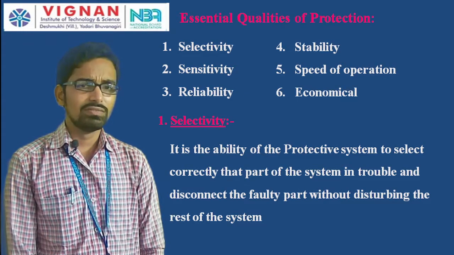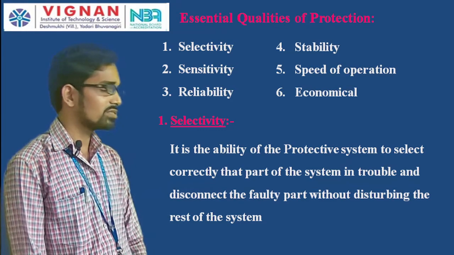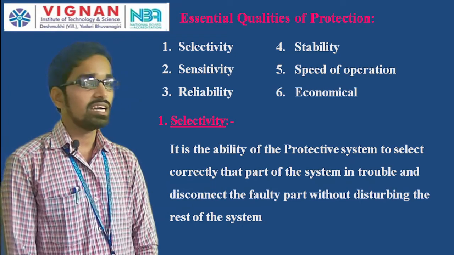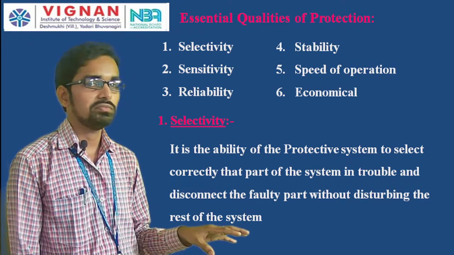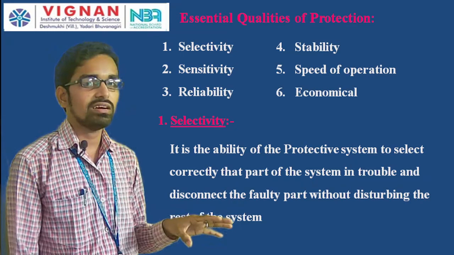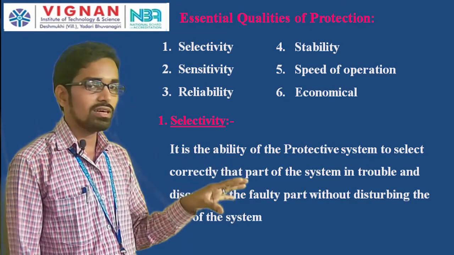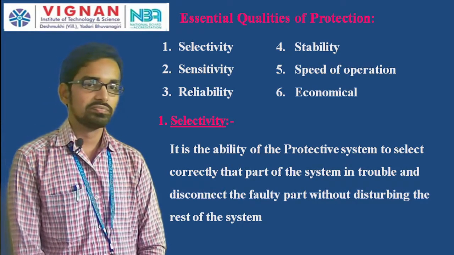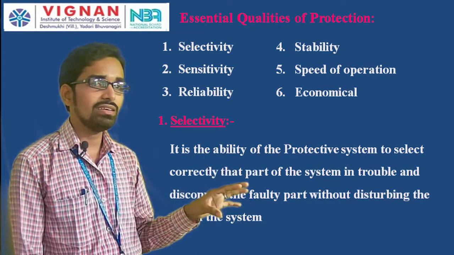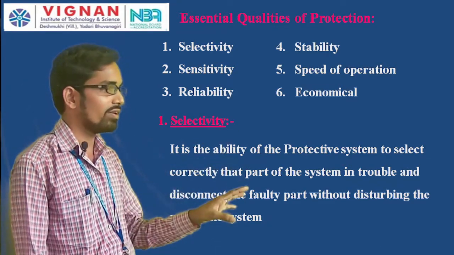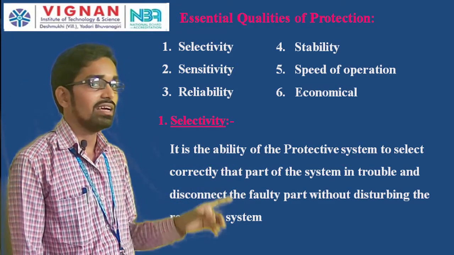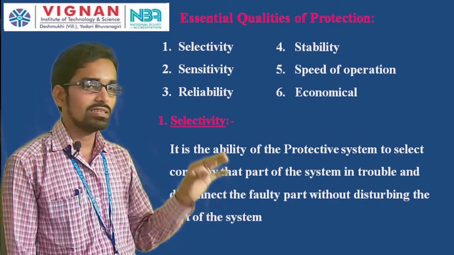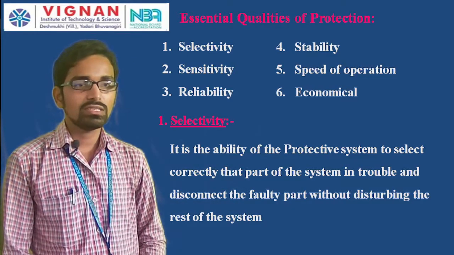What is selectivity actually? It is the ability of the protection system to correctly select that part of the system in trouble and disconnect the faulty section without disturbing the rest of the system. That means it has to disconnect only the part where the fault is, and the other parts have to continuously receive the supply. So, that is selectivity.